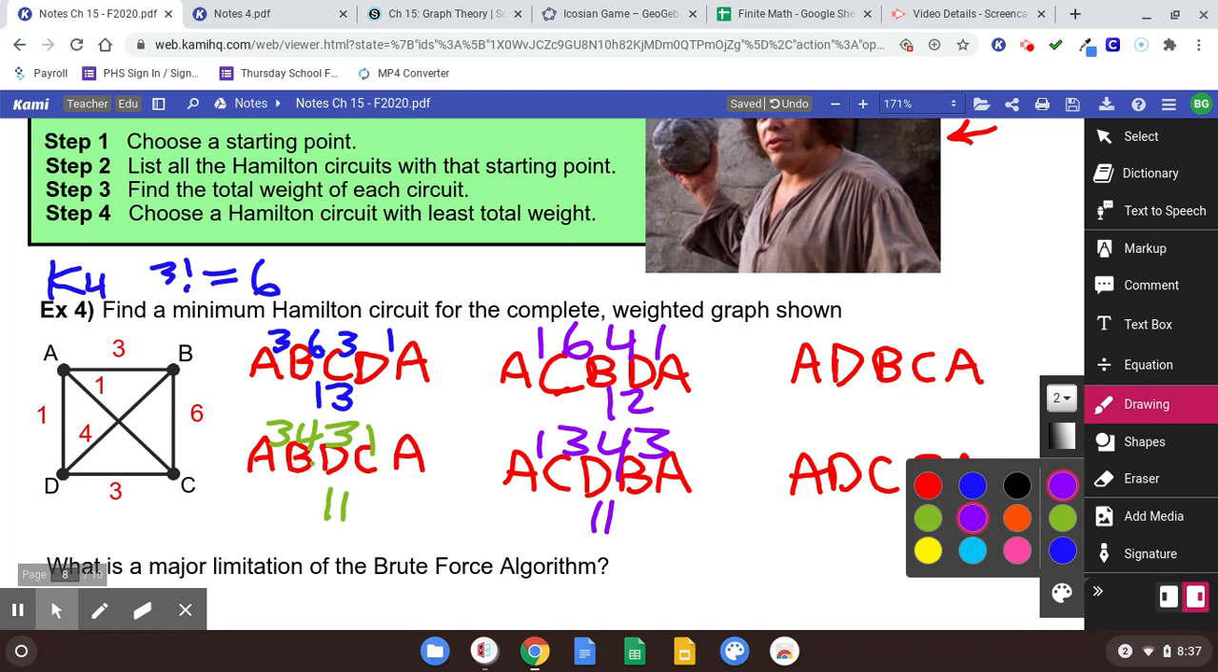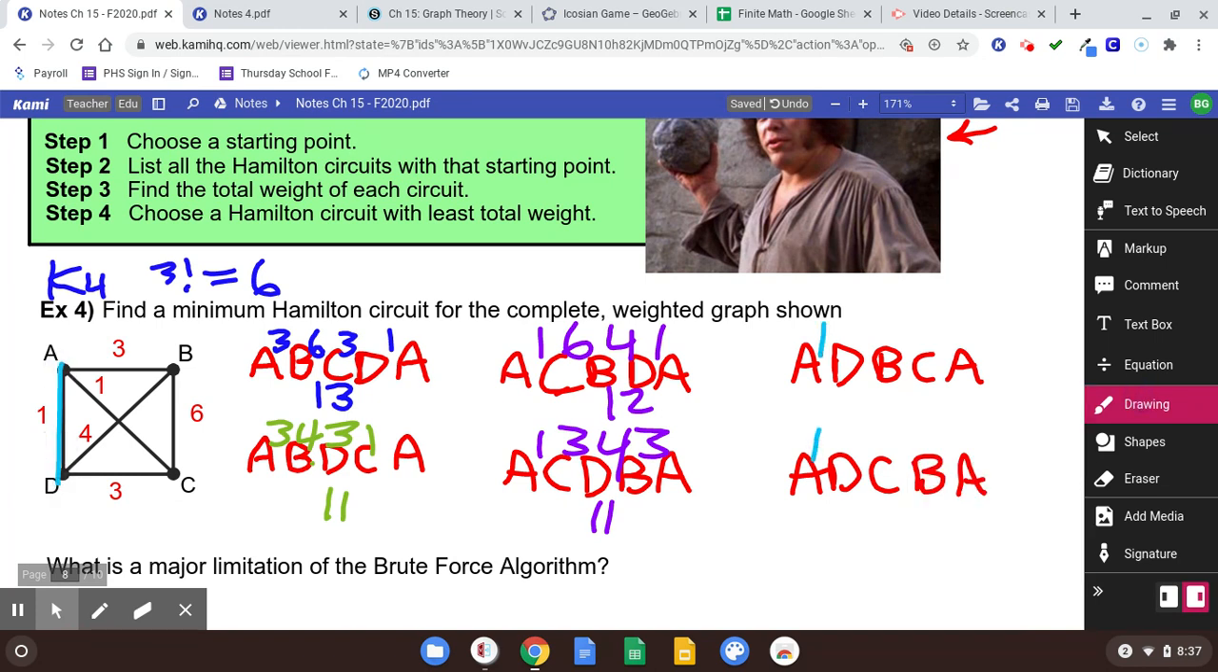Are you way ahead of me on this? Once you figure it out, it doesn't need to go this slow. So AD is 1. If I go D to B, that's 4. B to C, that's 6. And C back to A is 1. So that's a total weight of 12. And if I went the other way, AD is 1, DC is 3, CB is 6, and BA is 3. That's going to be 13.